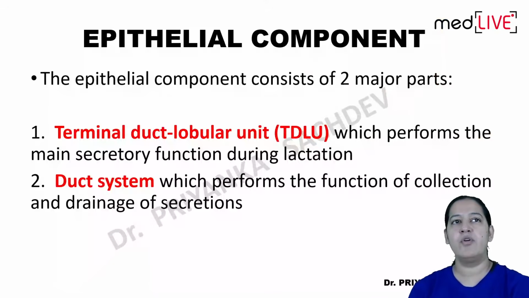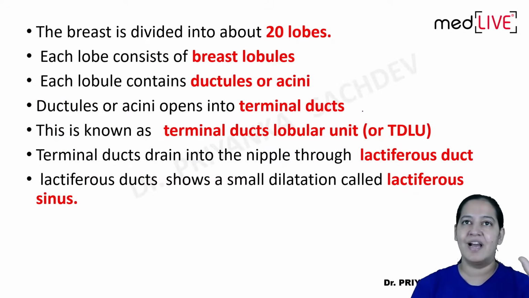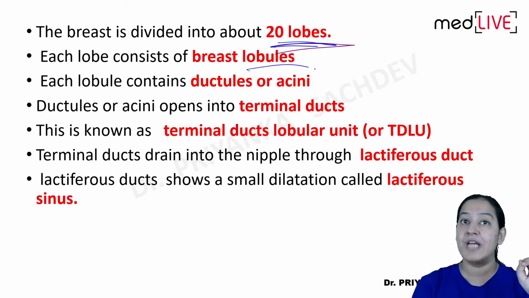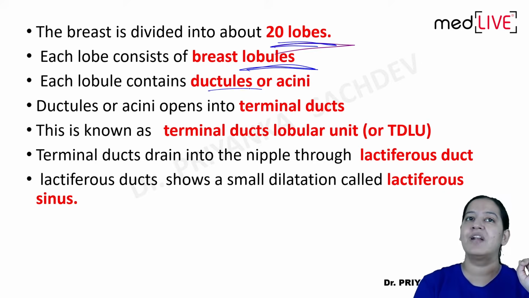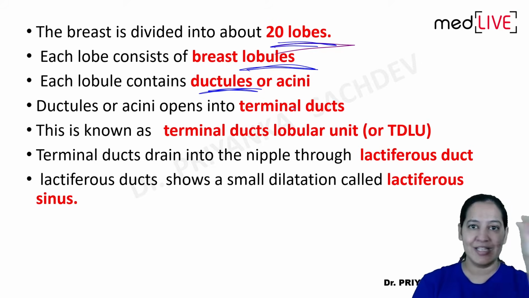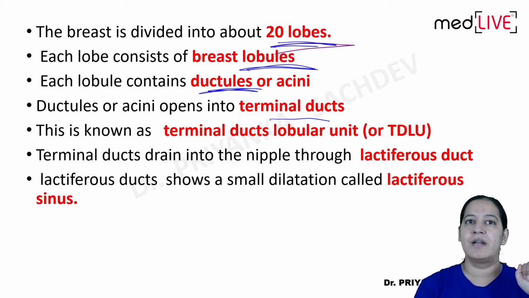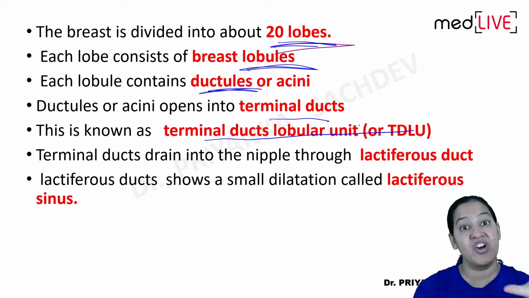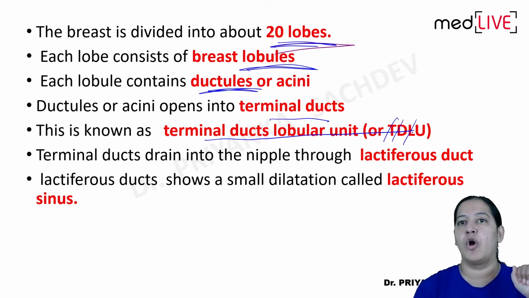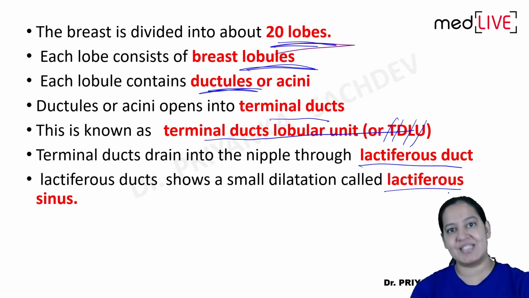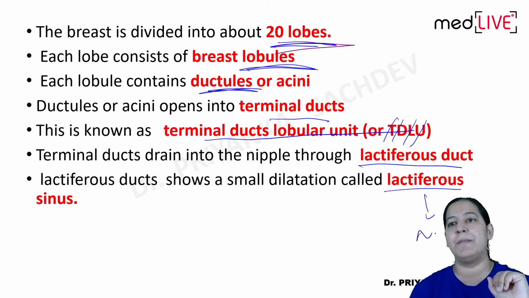Have you got it? So this is the theory. The entire breast is divided into almost 20 lobes. Lobes are divided into lobules. Each lobule contains multiple ductules. Ductules are small circular structures lined by bilayered cells, inside which milk is formed, and they open in terminal ducts. This is known as TDLU, the functional unit of the breast, the terminal duct lobular unit, and they open in the lactiferous duct. The lactiferous duct opens in the lactiferous sinus, which opens ultimately in the nipple.